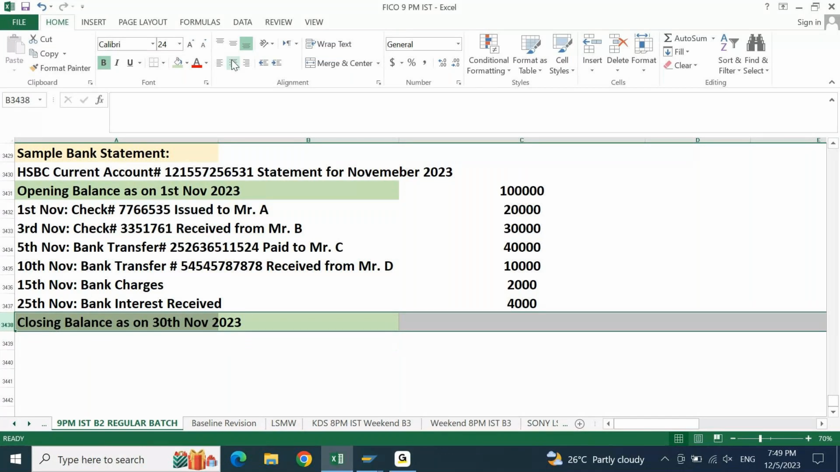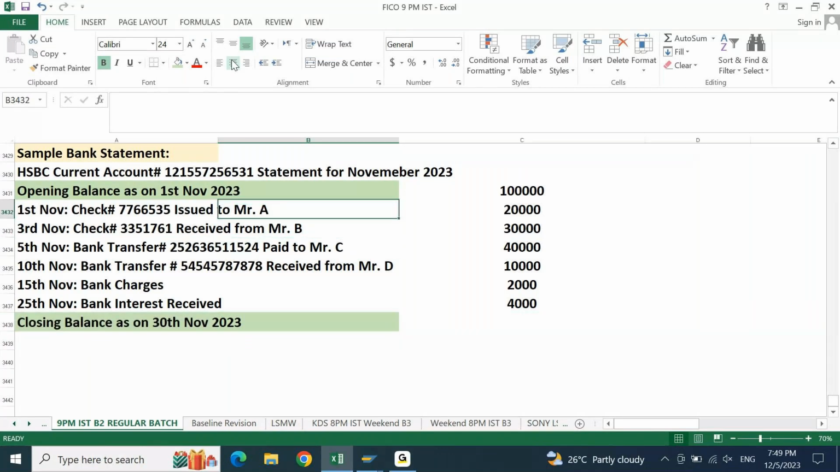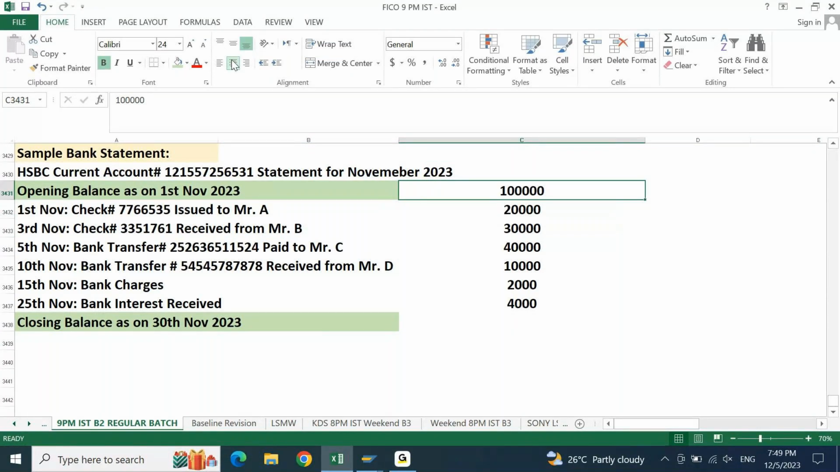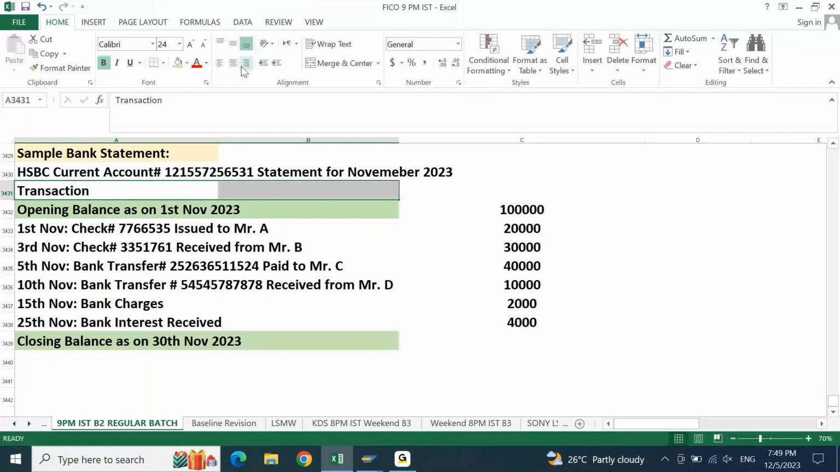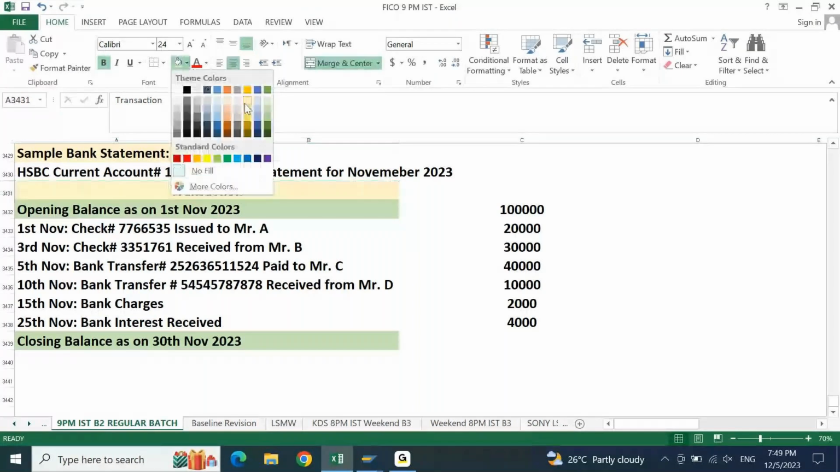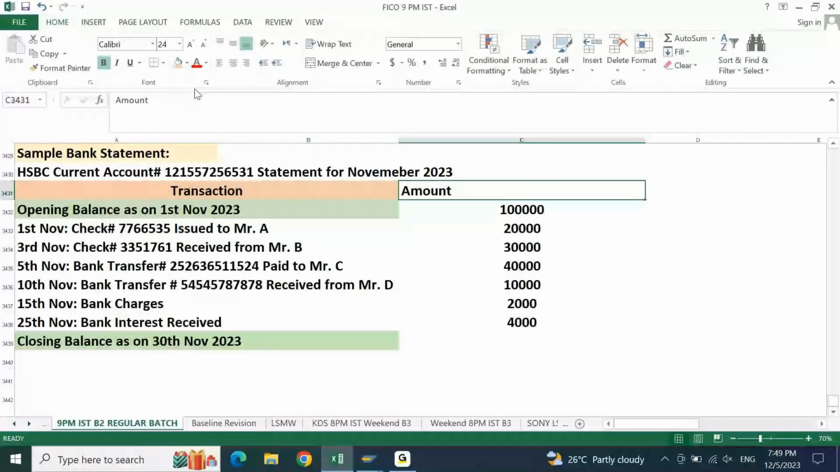Now assuming these are the transactions that took place in a month. Now here I'll put transaction and here I'll put amount. This is the amount.